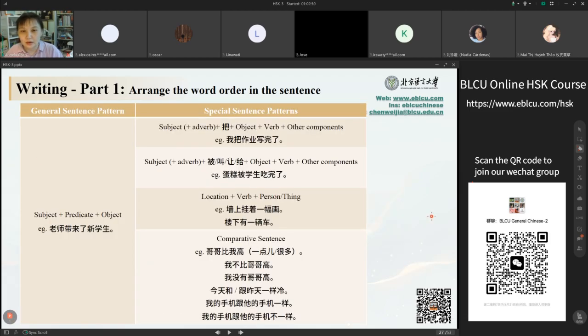This is the sentence pattern that is very important for this part. The general sentence pattern is subject, verb, object. Or some special sentence patterns for HSK3: 把, 被, a location pattern with a verb, and comparison sentences like 比, 跟什么一样, 不一样. Those are very important sentence patterns for this test part. You can take a picture of this page and review it later.